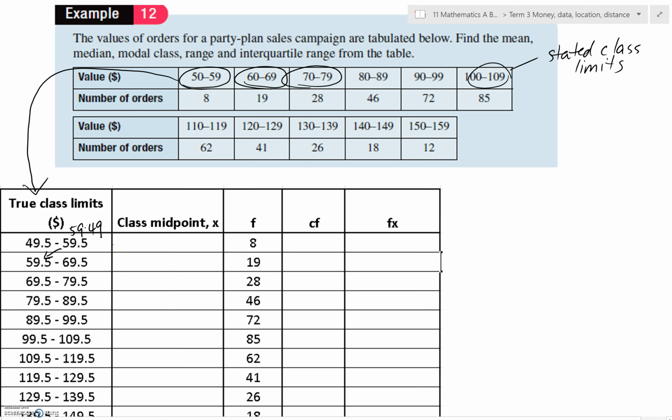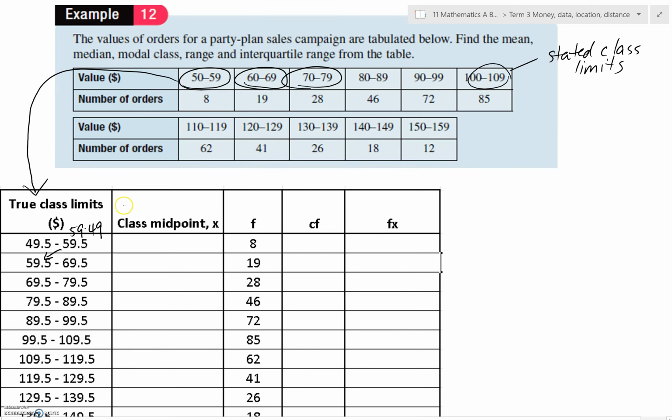We don't have up to 49 cents anymore. We only have up to 45. I hope that makes sense. Now, to work out the class midpoint, we need to find the average of the true class limits. So that's what the midpoint is. To do that, it would be 49.5 plus 59.5 divided by 2, and that value would be 54.5.